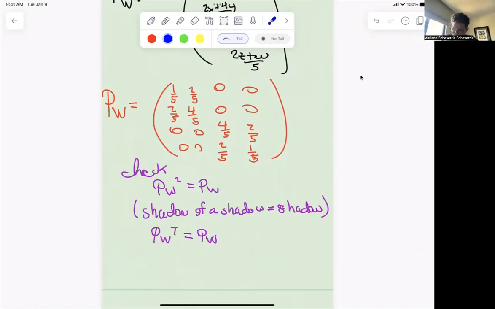These projection matrices are kind of fun because of that. It's a tedious calculation, but that's how in practice you find the projection matrix.